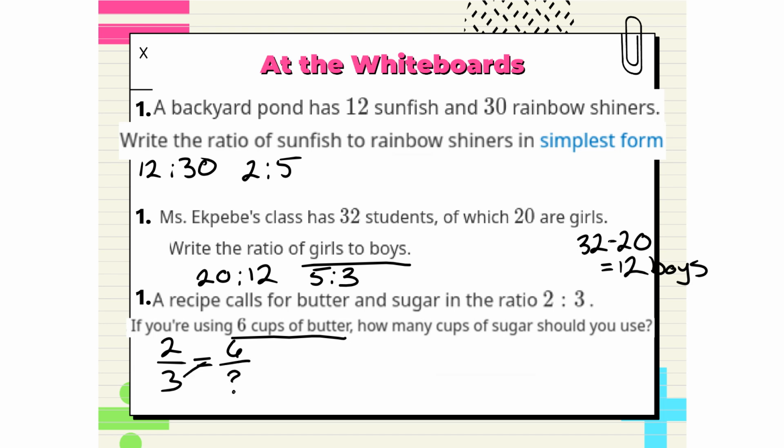Well, we're going to cross multiply here. We're going to go like this. So using our algebra skills, we can rearrange this to say that the question mark, our unknown value, is going to be equal to 3 times 6 divided by 2, which is equal to 9. So we'd have 9 cups of sugar.